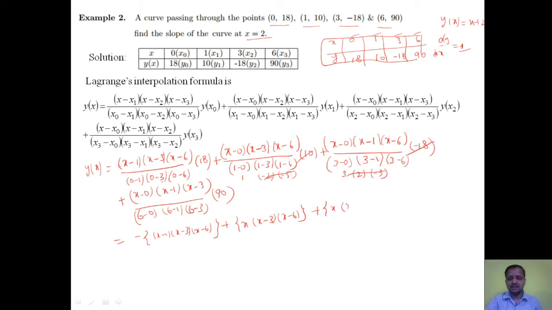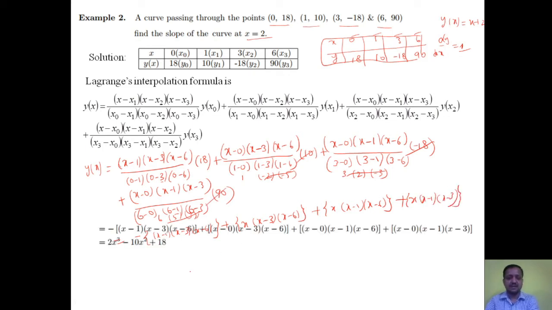Remaining part is x into x minus 1, x minus 6. The last term here 6, here 5, here 3. 5 6s are 30, 3 3s are 90. So 90 will cancel out. Remaining terms are x into x minus 1, x minus 3. After simplification we are going to get the final polynomial as 2x cube minus 10x square plus 18. So this is the polynomial which passes through the given points.